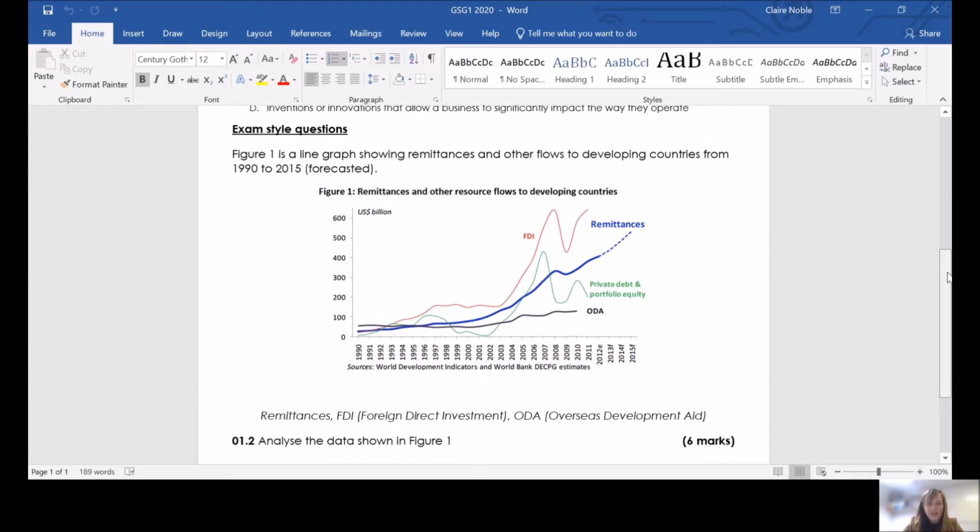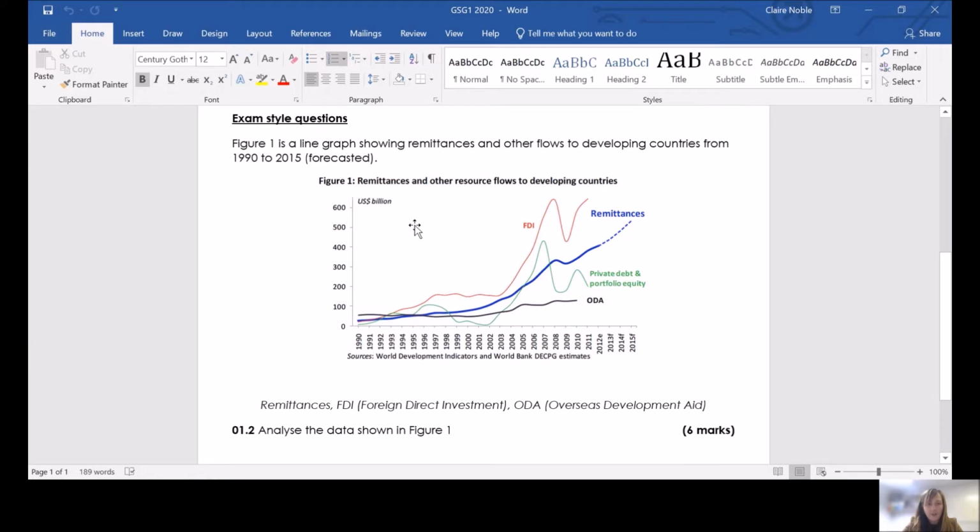It's between 1990 to 2015. The question then asks you to analyse the data shown, and it's a 6-mark question. So looking at this graph, it can look quite overwhelming at the start because you've got quite a lot of information shown. The key thing to do is to unpick it, first of all, by looking at each of the lines individually. So I would suggest, for example, that you start with foreign direct investment and look at how that's changed over time.